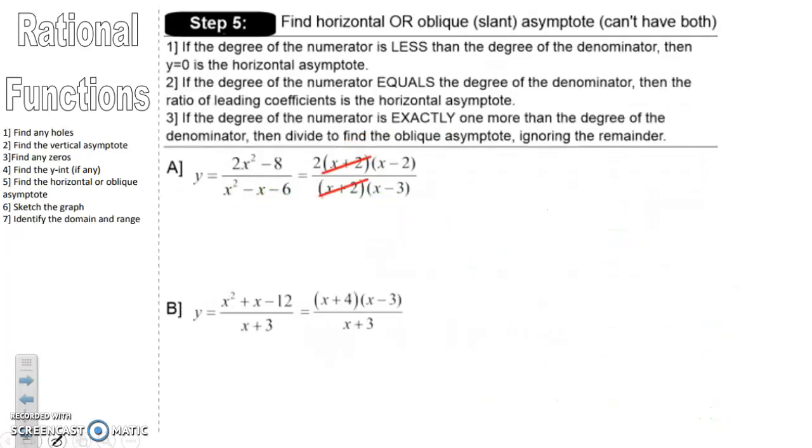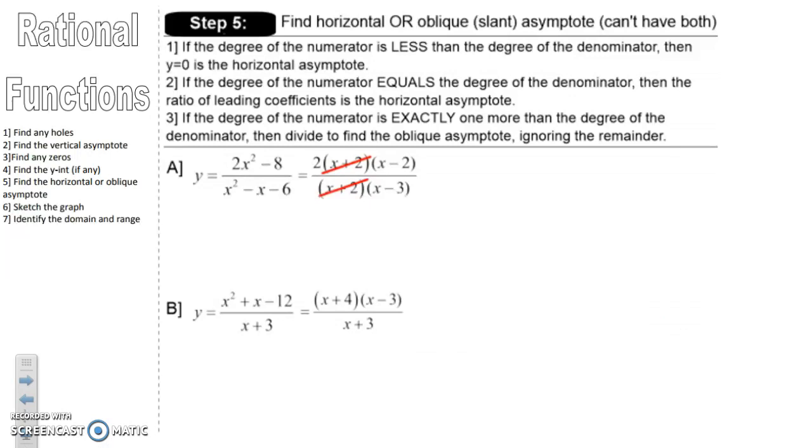Let's move on to the next one. For step 5, which is find the horizontal or oblique asymptote. In your notes from last night, you saw that it is possible that you don't have a horizontal asymptote and instead you have a slant asymptote, or oblique asymptote, which is the term that they use. So the very first thing that you need to check is the difference of your degrees. Please note that you can only have oblique or horizontal, but you can never have both at the same time.